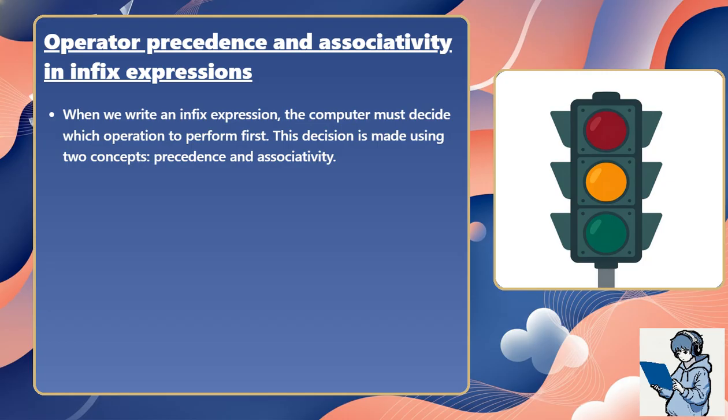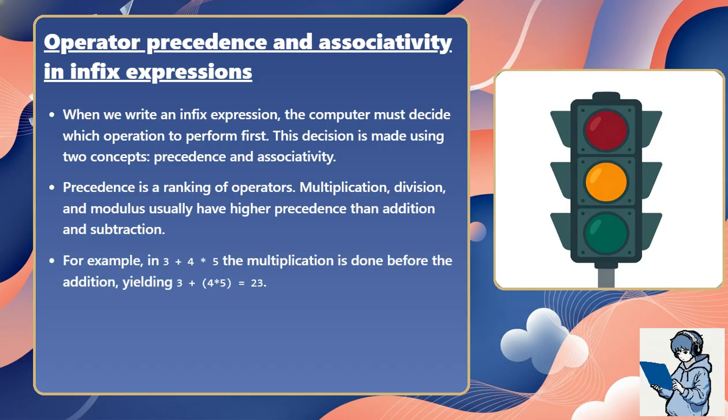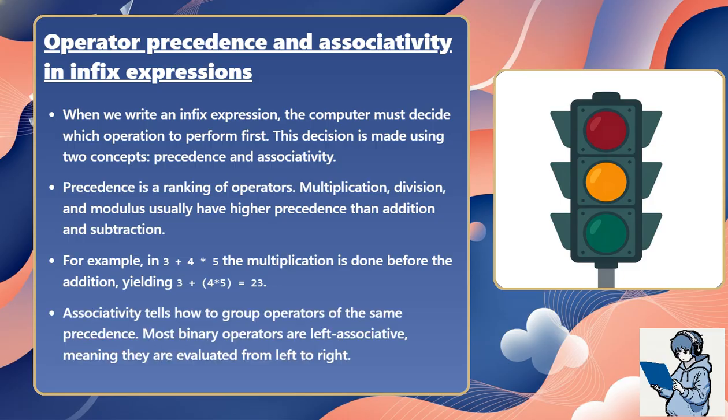When we write an infix expression, the computer must decide which operation to perform first. This decision is made using two concepts, precedence and associativity. Precedence is a ranking of operators. Multiplication, division, and modulus usually have higher precedence than addition and subtraction. For example, in 3 plus 4 times 5, the multiplication is done before the addition, yielding 3 plus 4 times 5 equals 23.